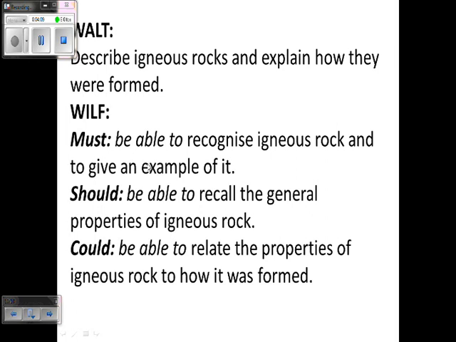So, after this session, you should be able to recognize some igneous rocks now and give examples of them. You should be able to recall the general properties of igneous rock. And lastly, you should be able to relate the properties to the igneous rock and how it was formed. Can you explain how you could make the crystals bigger or smaller?